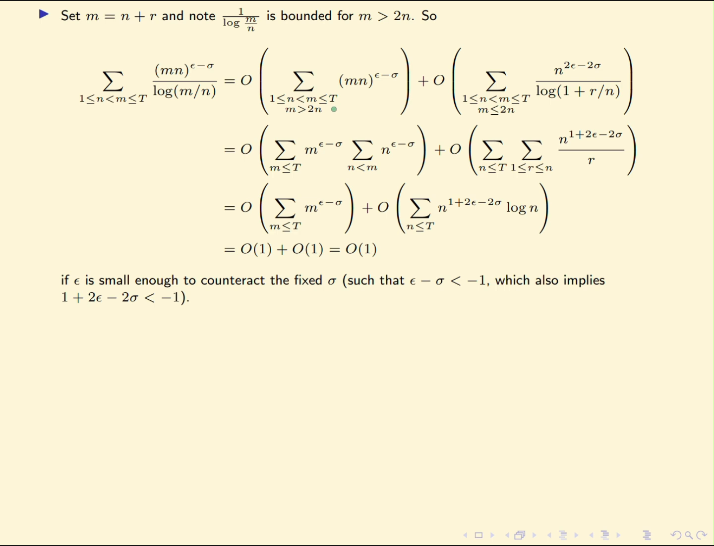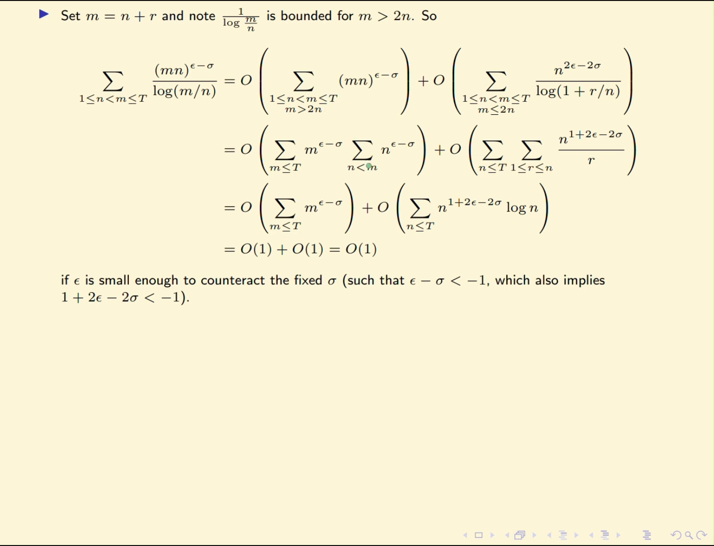To get to the next step, I'm reassuming that instead of taking all the terms where m is greater than 2n, I'm taking all the terms, even including the parts where m is less than or equal to 2n again in the sum. That's just because in a big O, we don't care if we increase the number a little bit. I can always make things larger, and this thing is still a big O of the larger thing.